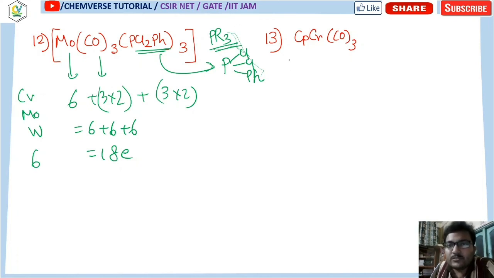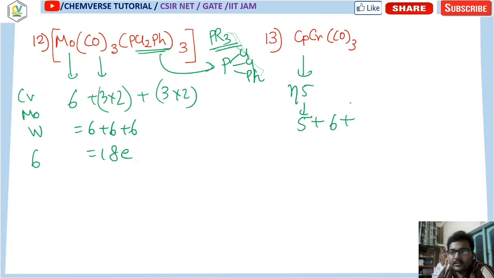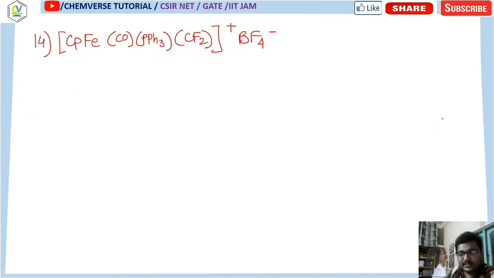Now moving on to this one. Cp is mentioned. That means you will think that it is hapto-5. Hapto-5 means it is donating 5 electrons. Chromium 6 electrons and 3 carbonyl means 3 into 2, 6. So it is nothing but 17 electrons. It is a 17 electron species. Okay. Now moving on to this example.